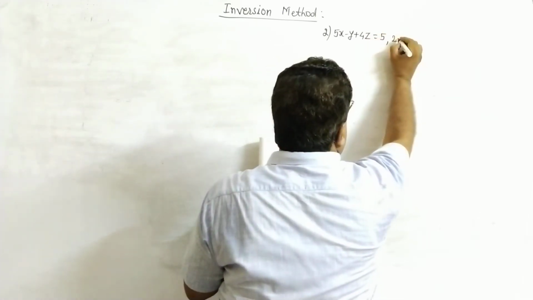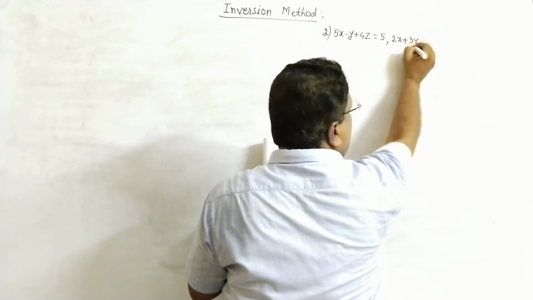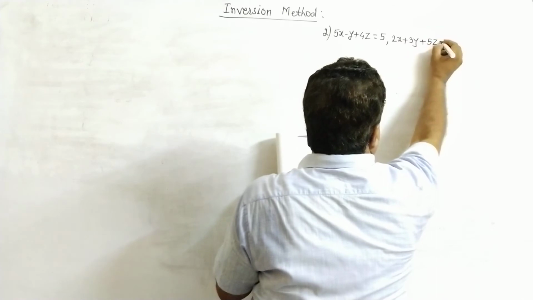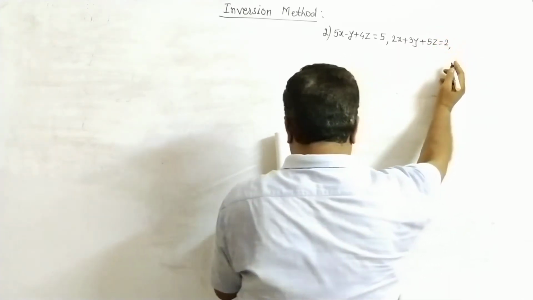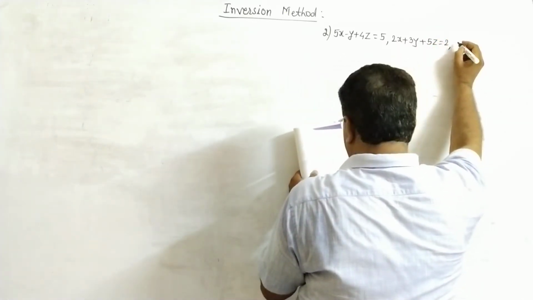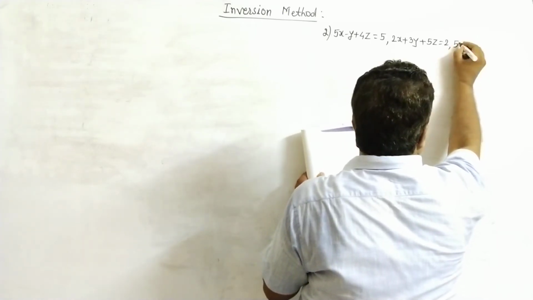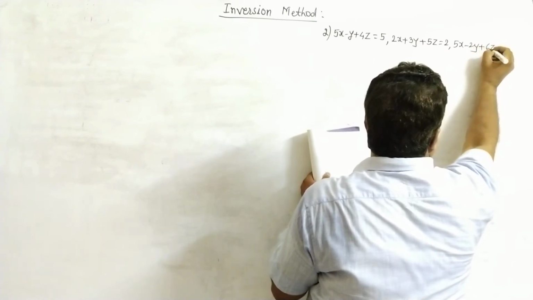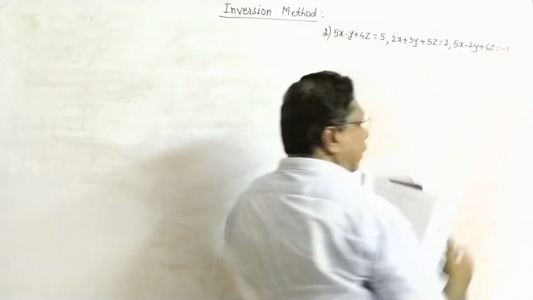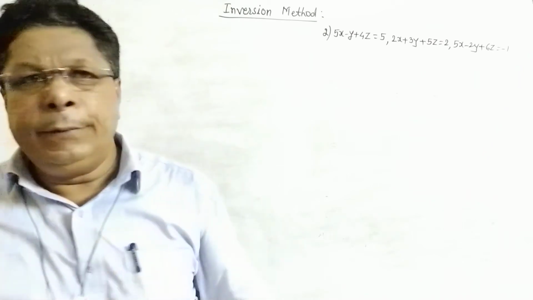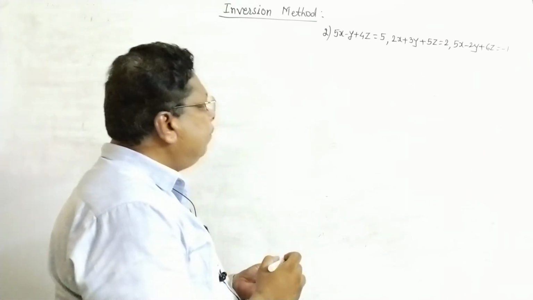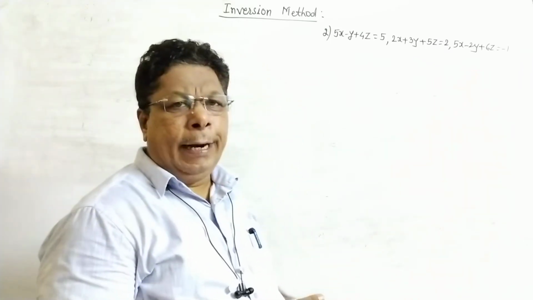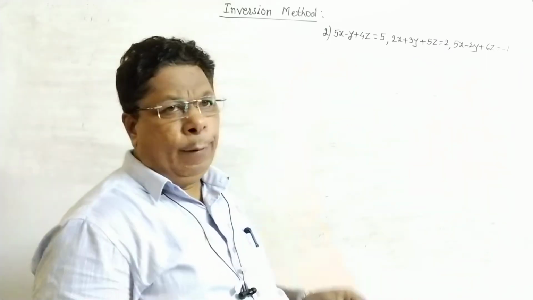2x plus 3y plus 5z equal to 2, and 5x minus 2y plus 6z is equal to minus 1. Working procedure is same as like the previous sum. From these 3 equations, we have to find x, y, z by using inversion method.